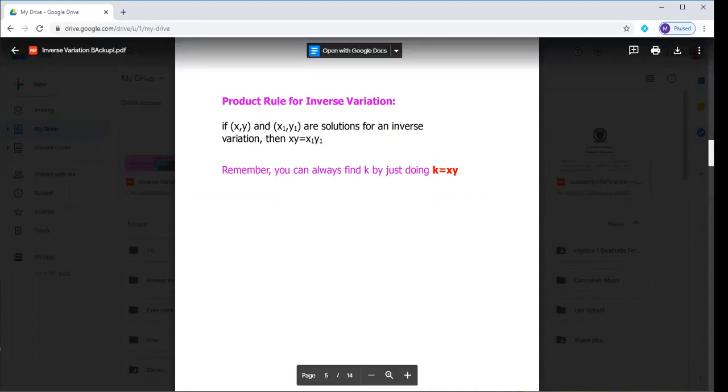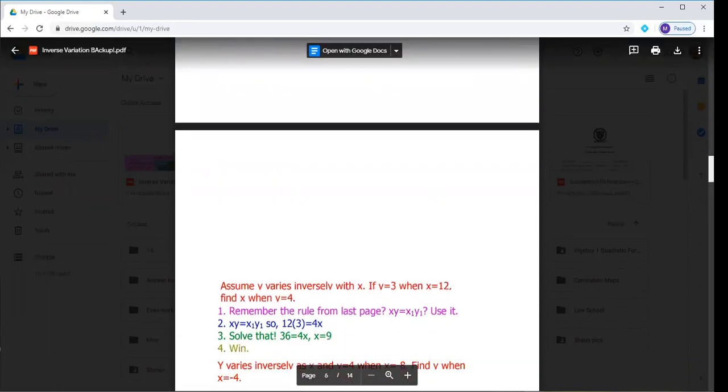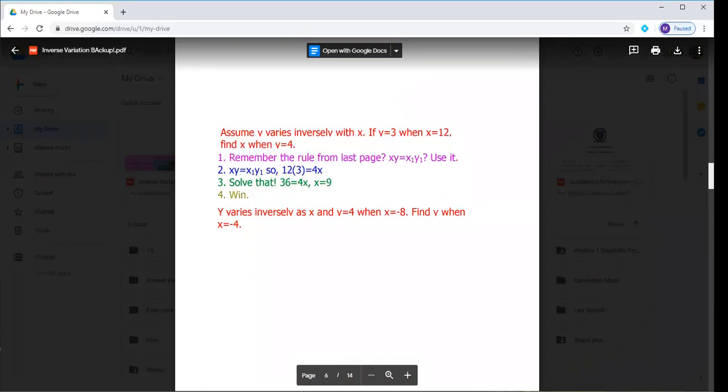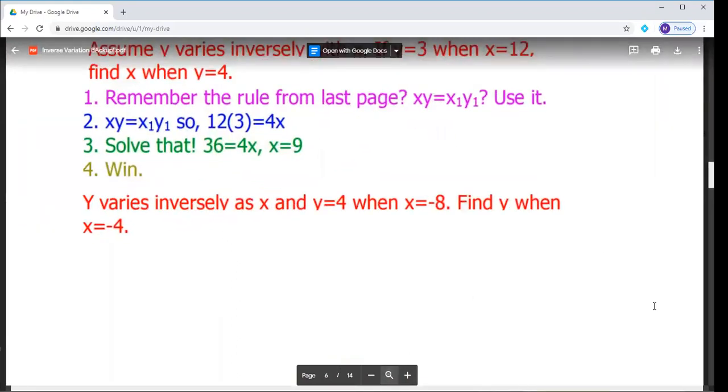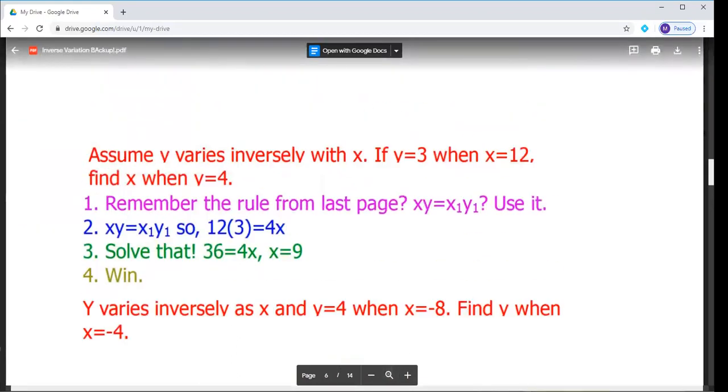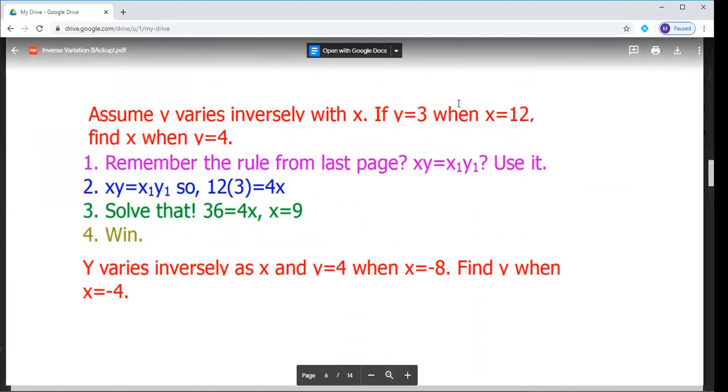Okay, so let's look at another one of these. All right, zoom in again so we can just have a little more space here. It's nice to have a little zoom. All right. Assume, I know it doesn't look like y, but I swear it's y. Assume that y varies inversely with x. If y equals 3 when x equals 12, find x when y equals 4.